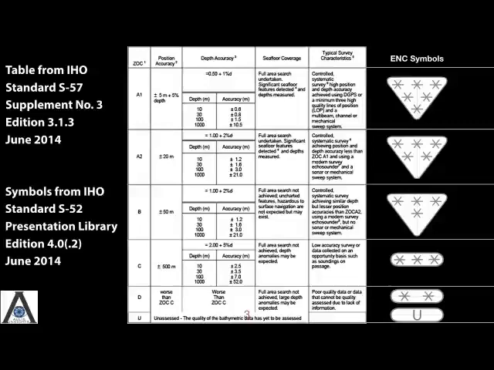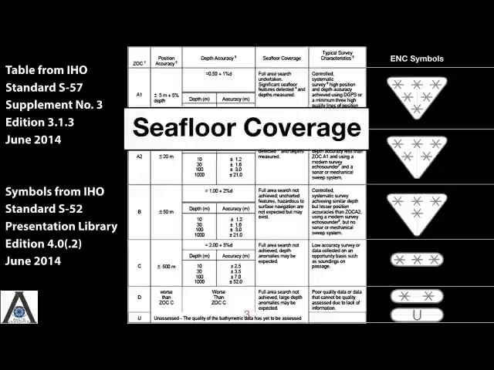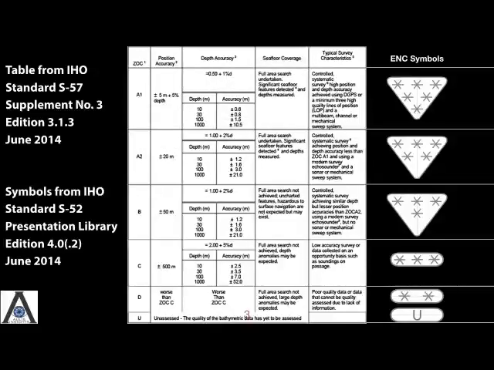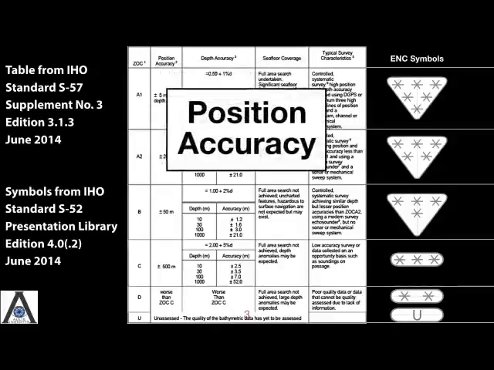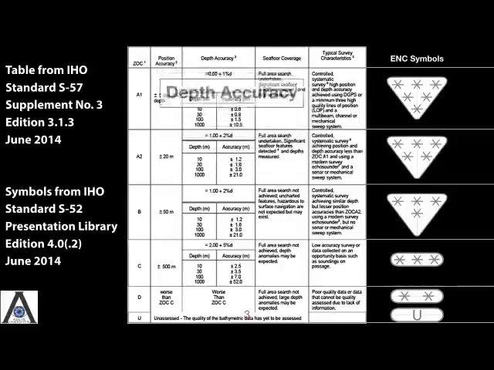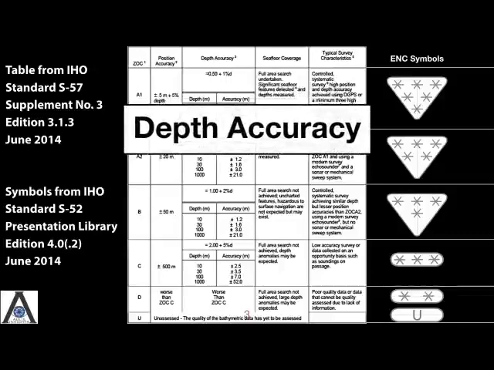There are 3 prime factors used in assessment, and in order of importance as considered by the IHO, these are seafloor coverage, or how much area of the seabed was checked, position accuracy, how accurately the vessel's position was known, and therefore the position of underwater objects, and depth accuracy, which relates to the sophistication of the sounding equipment.